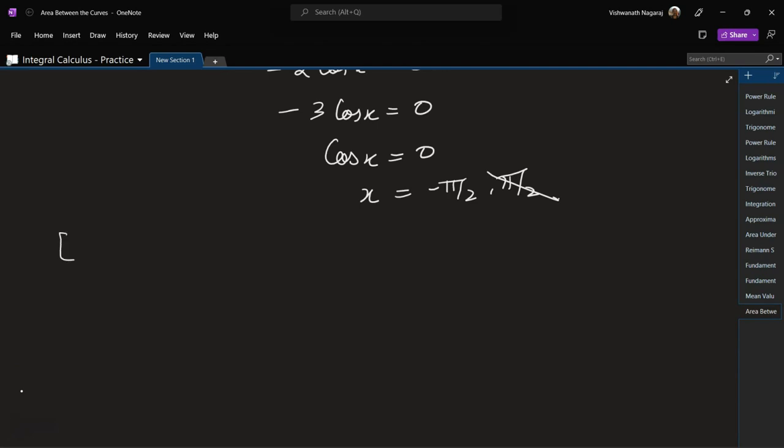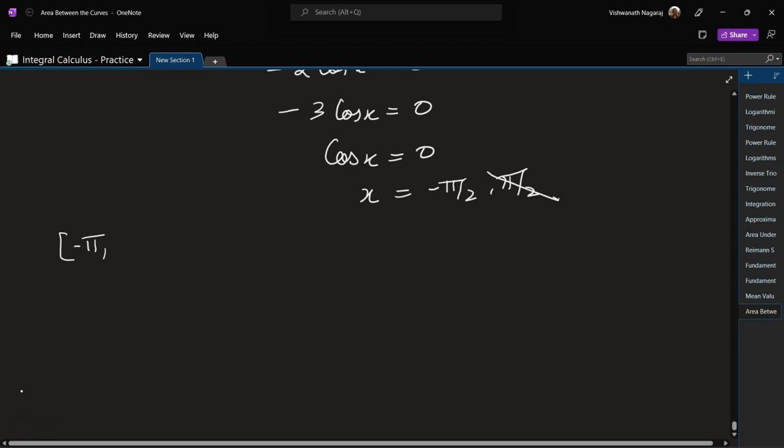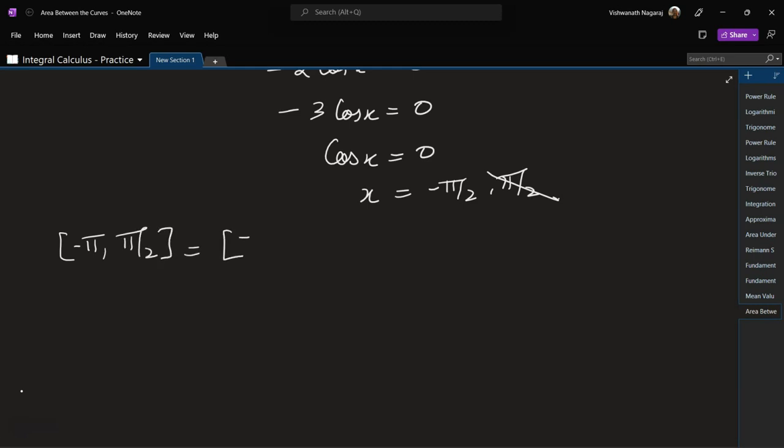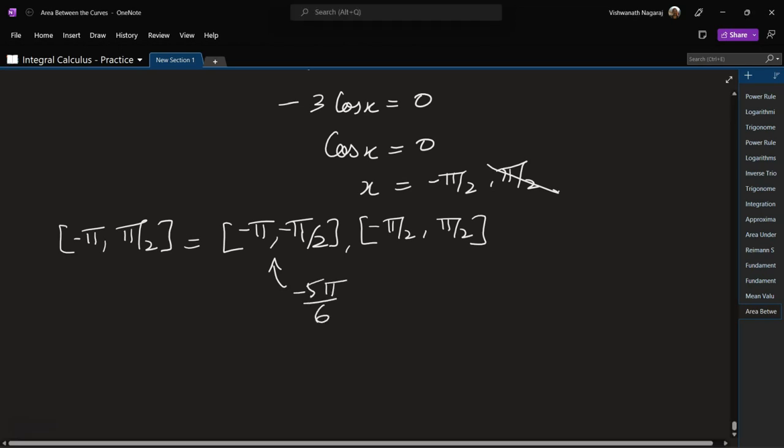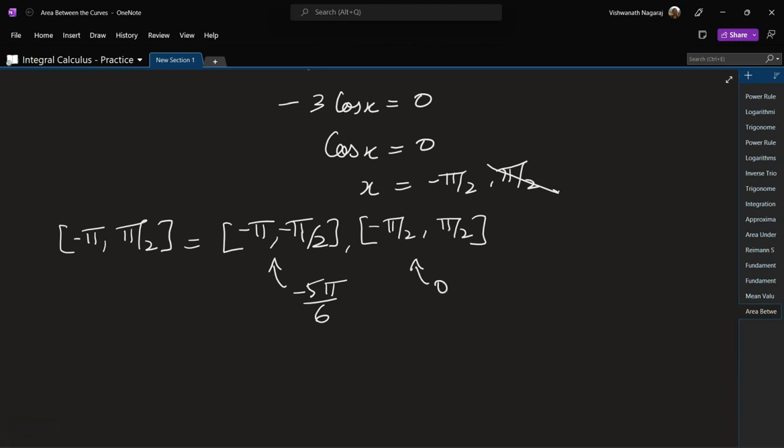Which means our interval minus pi to pi by 2 gets split into minus pi to minus pi by 2 and minus pi by 2 to pi by 2. Now let's figure out, take a point in between these two. So let's say minus 5 pi by 6. And in the second case, let's take 0.